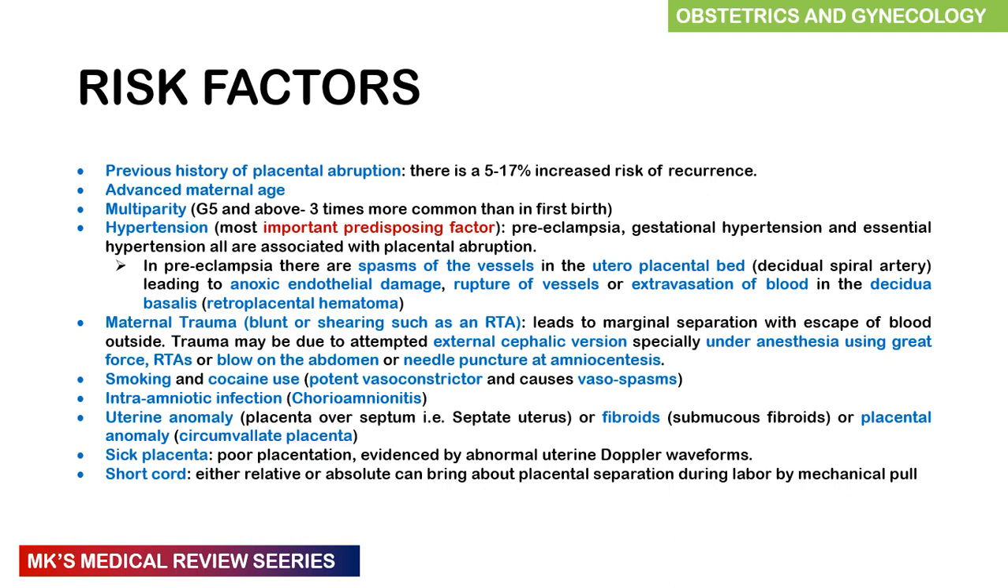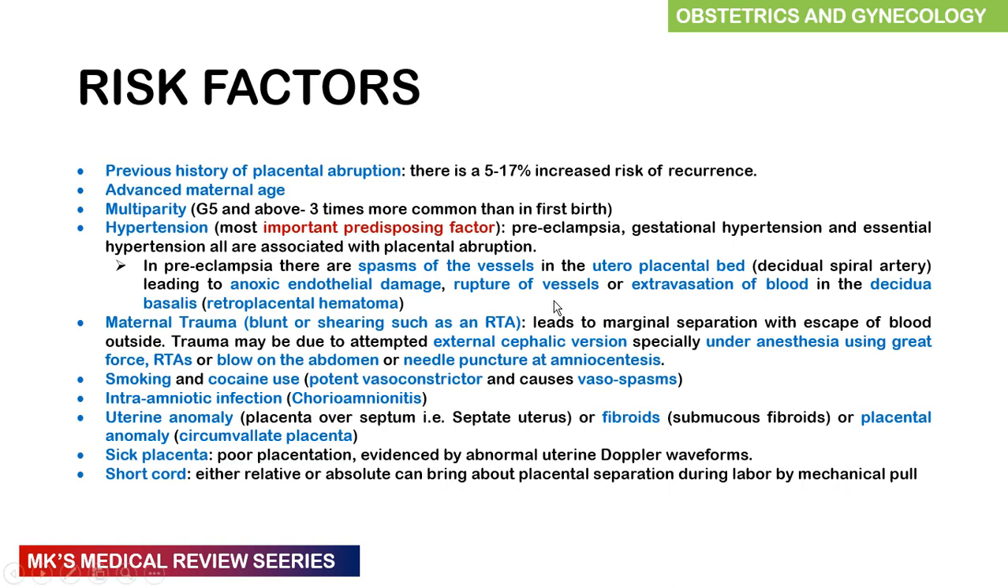Whether it's hypertension associated with pregnancy in the form of preeclampsia, gestational hypertension, or just essential chronic hypertension superimposed on the pregnancy, they are associated with placenta abruption. Now, you may ask why. Remember that in hypertension, or especially in preeclampsia, there's going to be spasm of the vessels. And these vessels are found in the uteroplacental bed, pretty much your decidual spiral arteries. Now, remember that whenever blood vessels undergo spasms, this is going to lead to anoxia, meaning no oxygen is going to go to the endothelium, and this is going to lead to endothelial damage.